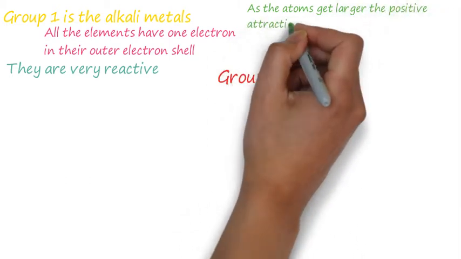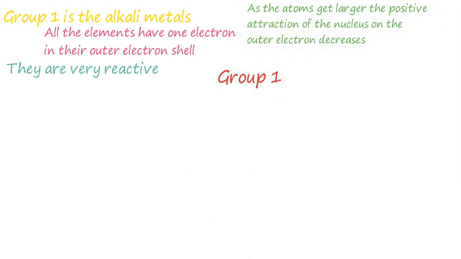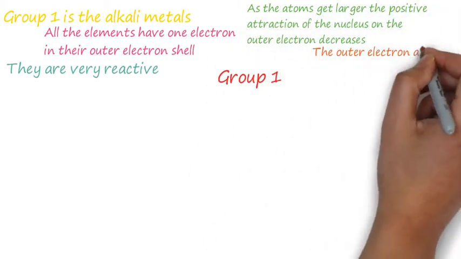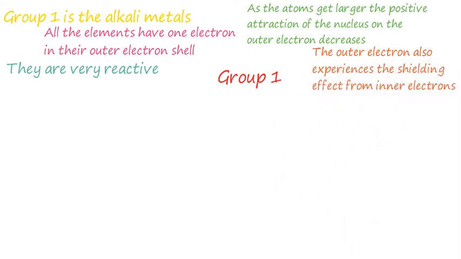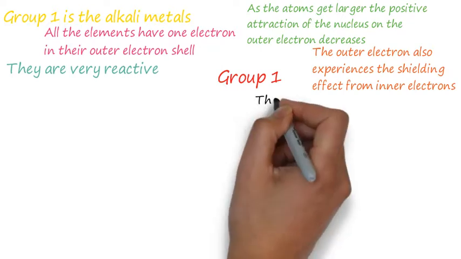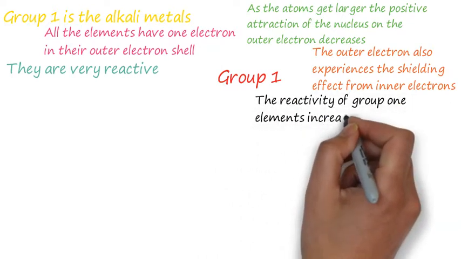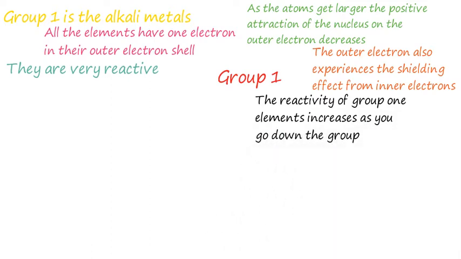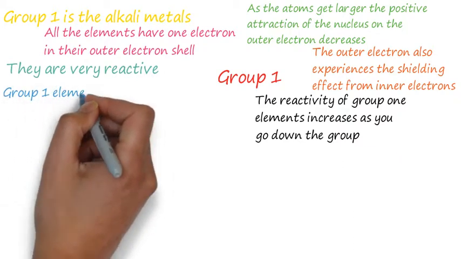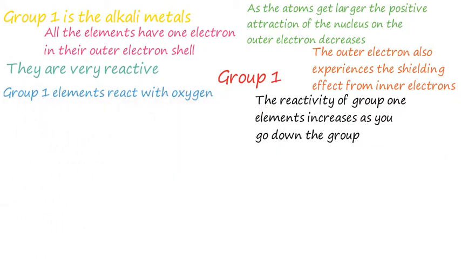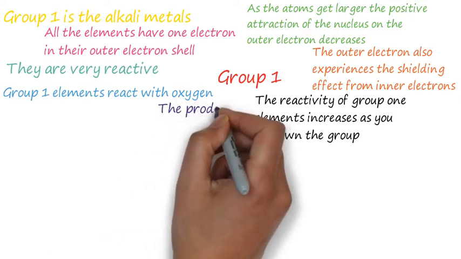As you go down group 1, the atoms get larger. As the atoms get larger, the positive attraction of the nucleus on the outer electron decreases. The outer electron also experiences the shielding effect from inner electrons. This means that the attraction between the electron and the nucleus is reduced. This leads to the electron being lost more easily, and therefore the reactivity of the group increases as you go down the group. The group 1 elements all react with oxygen, and so they have to be stored in oil.